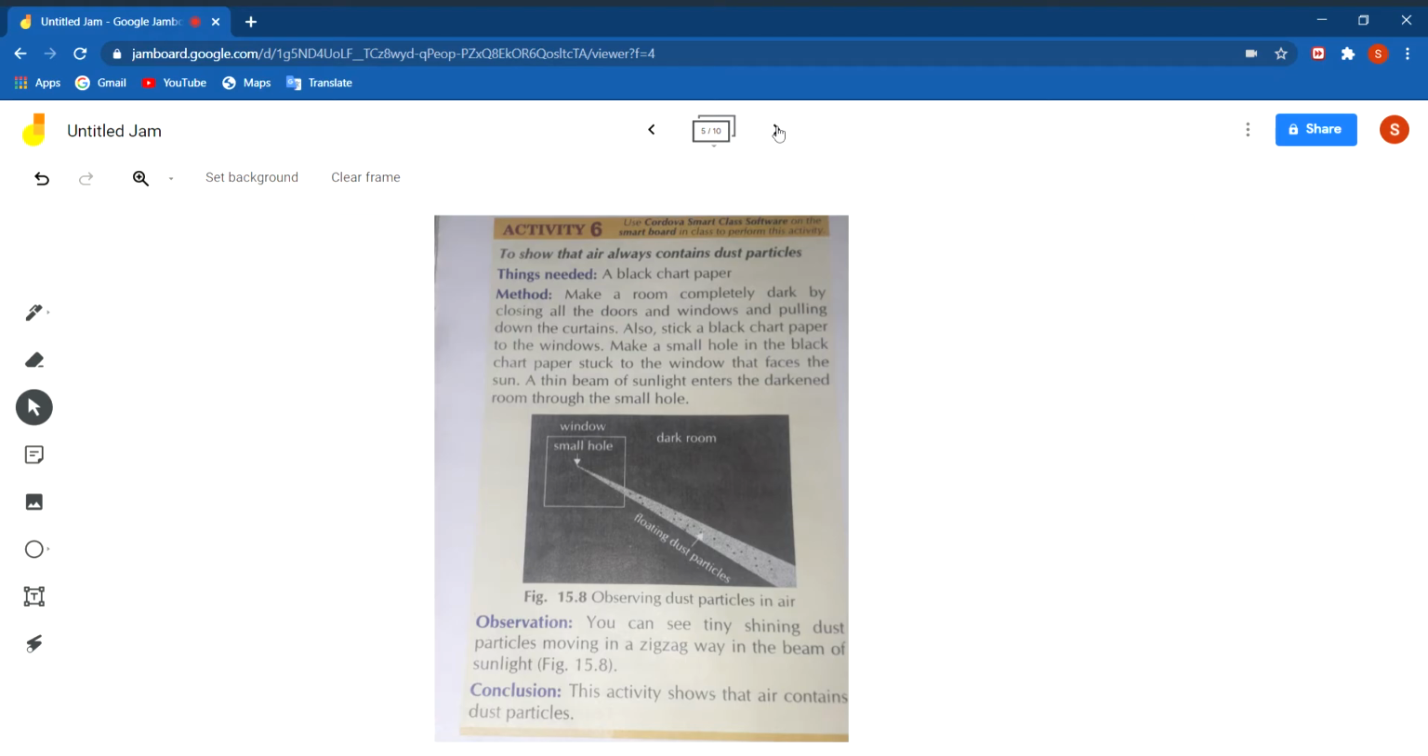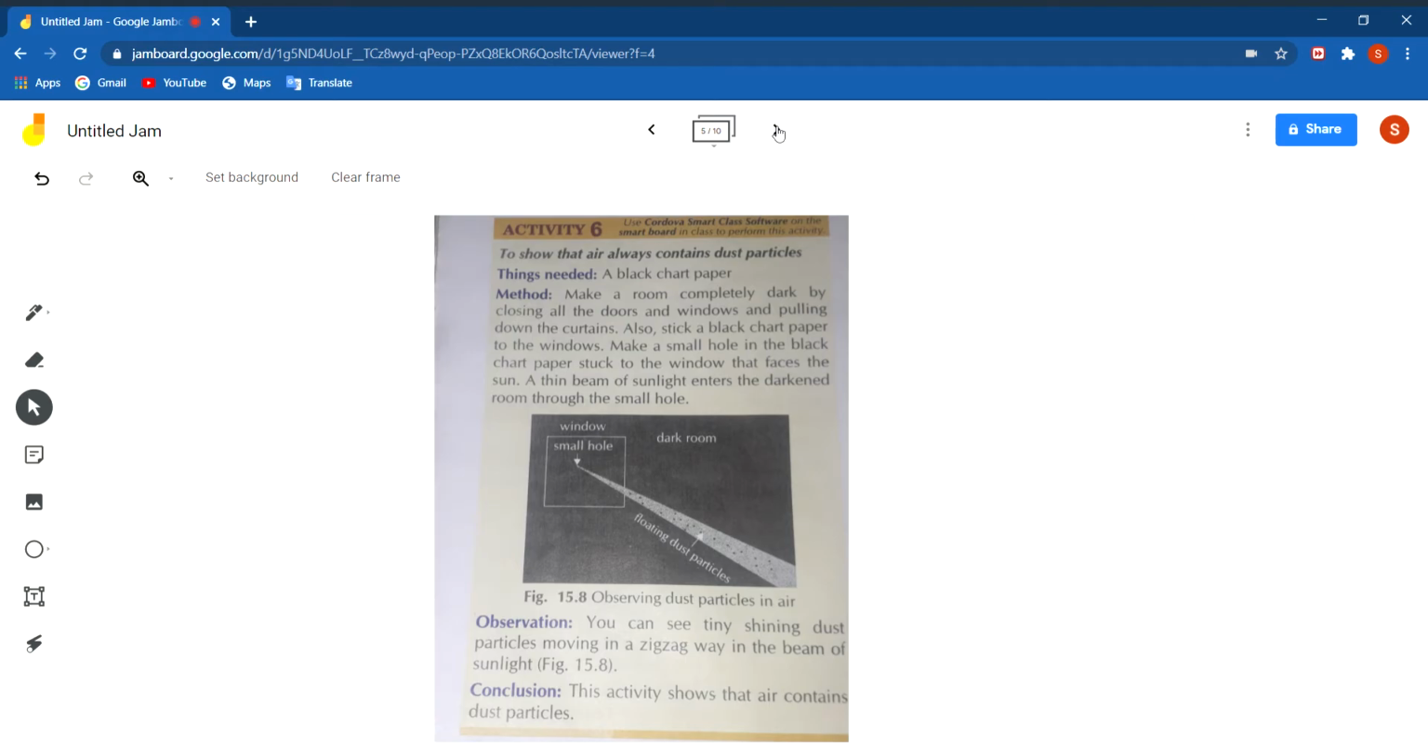All you need is a black chart paper and nothing else. Make a room completely dark by closing all the doors and windows and pulling down the curtains, and stick a black chart paper to the windows. Make a small hole in the black chart paper stuck to the window that faces the sun. A thin beam of light enters the darkened room through the small hole.